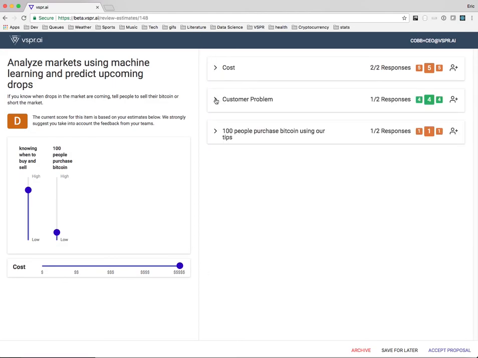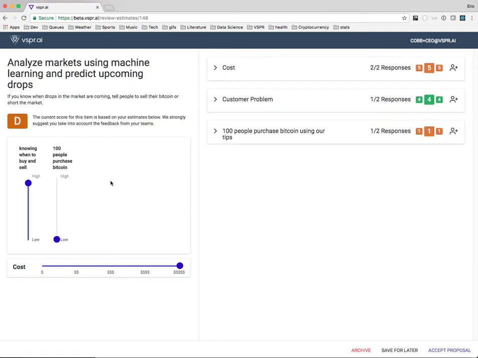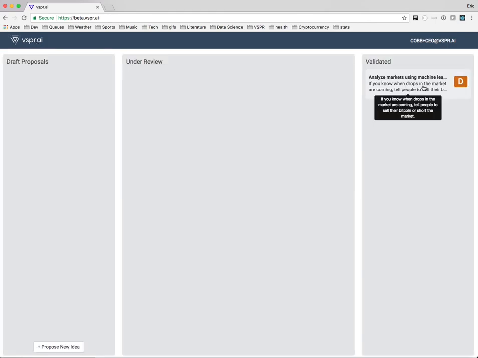Looking at my customer problem here, Cobb says you could sell this to everyone, so maybe this is pretty accurate. As I save it and look at it over time and maybe add more people to it, over time I slowly get the score. If I accept it, it's going to go over here into this validated column. Yeah, that's kind of the general flow of vspr.ai.